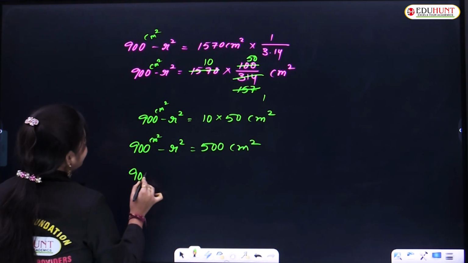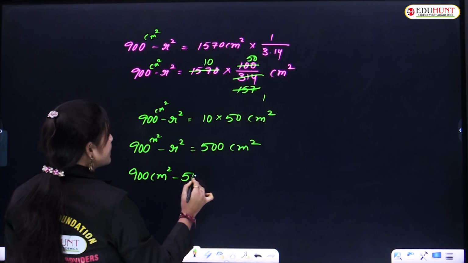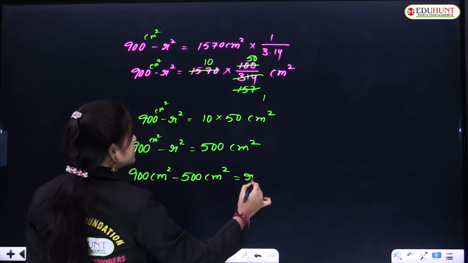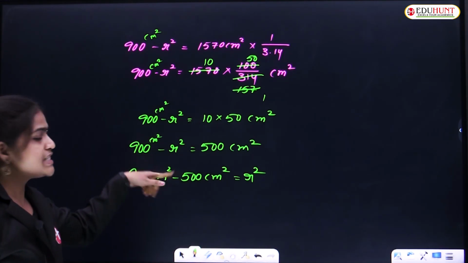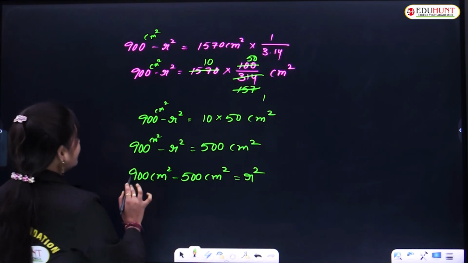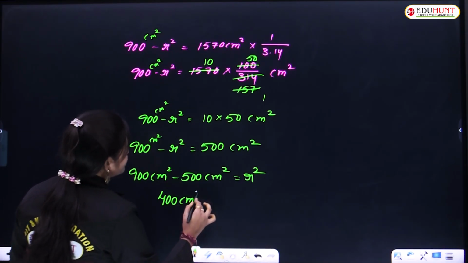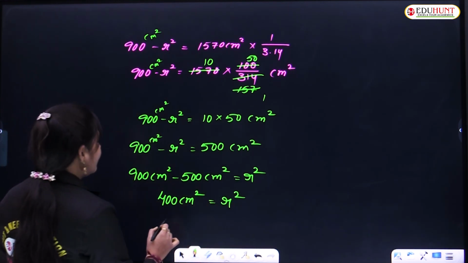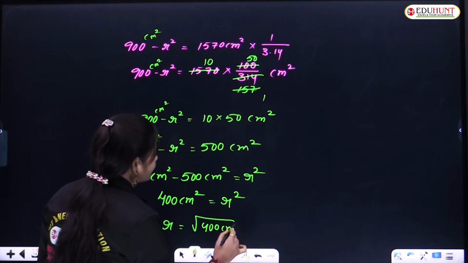Now here 900 centimeter square, and here plus 500 becomes minus 500 centimeter square, which equals minus r square, becoming plus r square. While transposing the terms, the signs will be changed, that's why. Now 900 minus 500 is equal to 400 centimeter square, which is equal to r square. Okay, now r is equal to square root of 400 centimeter square.